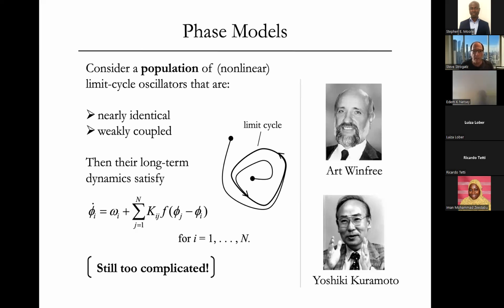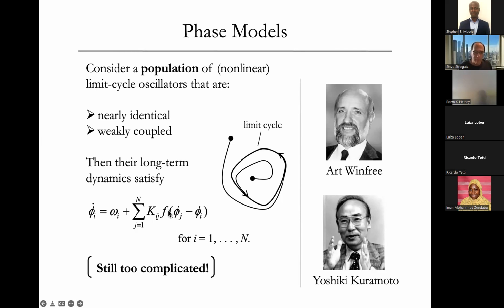If both of those are weak, in a certain sense, weak compared to the strength of attraction to the limit cycle, using perturbation theory, they were able to prove that the long-term dynamics of a system of nonlinear limit cycle oscillators would always have this universal form. It would always look like the rate of change of phase would be a constant, omega sub i, which tells you something about the frequency of the oscillator, and a series of interaction terms that involve the coupling between all the different oscillators.